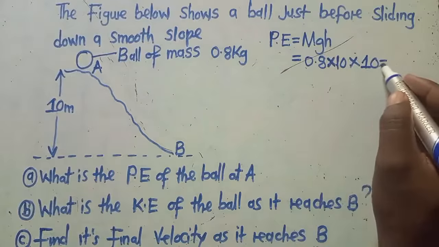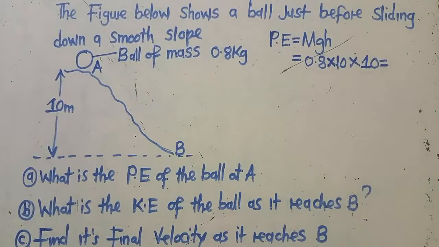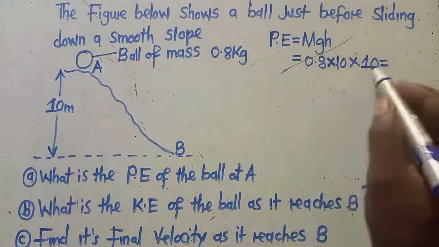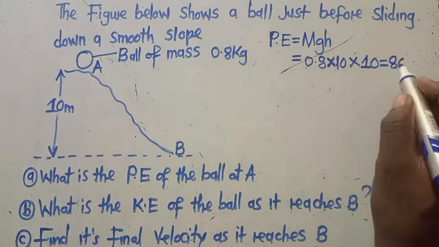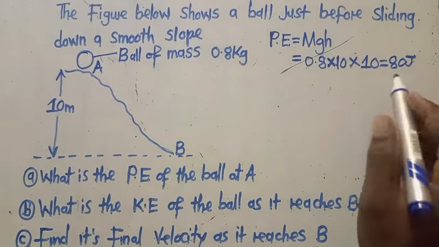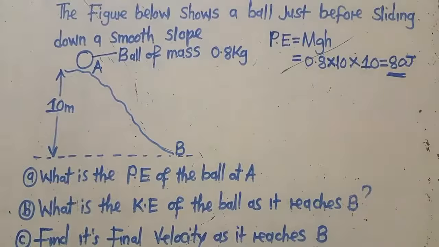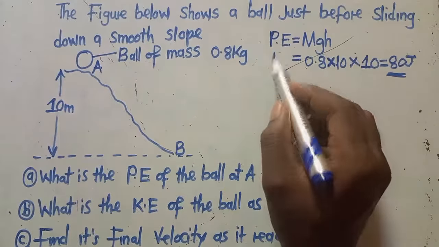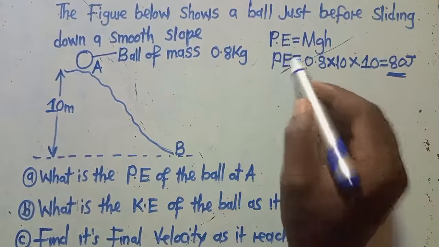So what is the full answer there if I multiply? I want people to confirm this with me. What is the answer there? I'm getting 80 joules. So somebody confirm with me. According to my calculation, I'm getting 80 joules. That is the potential energy.